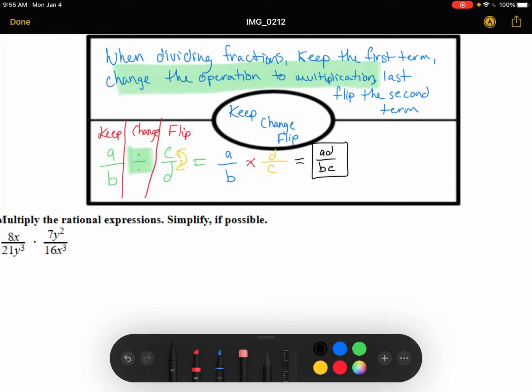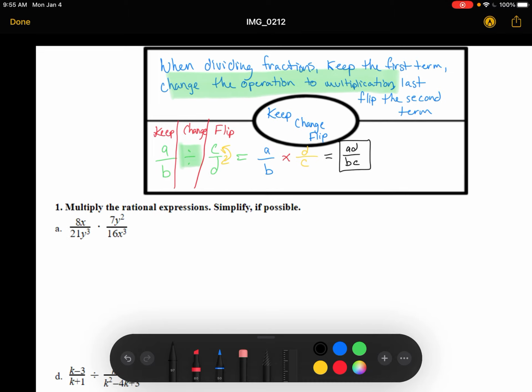Again, remember for multiplication, we're just going straight across. Multiply the two tops, multiply the two bottoms, and that last step, simplify anything and everything that is possible. So we're going to go through an example here.